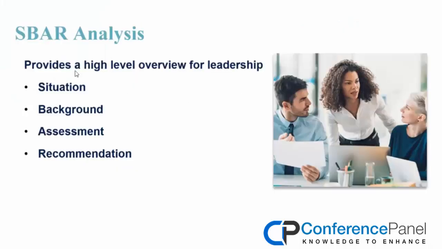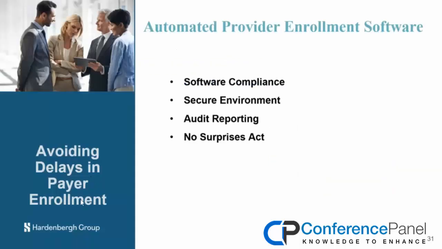Okay, so in an SBAR analysis, the SBAR provides a high-level overview for leadership. It's like an executive summary. It contains 4 parts: the situation, the background, the assessment, and the recommendation. Another thing you can do to avoid delays in payor enrollment is make sure that you have software and that you are using it adequately and that it's automated.